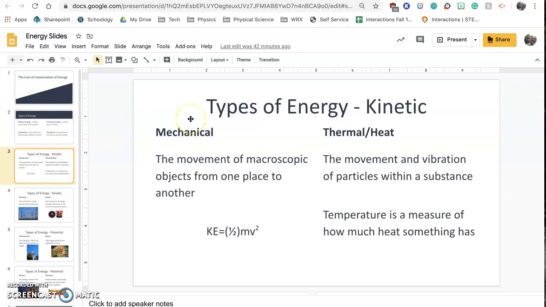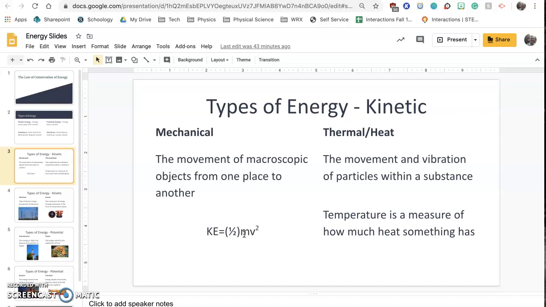So, as far as different types of kinetic energy, we have mechanical energy, and this is the movement of any macroscopic object. And when we say macroscopic, I mean something that's big. You or I are macroscopic. A car, even a toy car or a rock, it's going to have some sort of mechanical energy. We have an equation that gives us that relationship. I left that in there. We're not going to need it while we're away from school here.